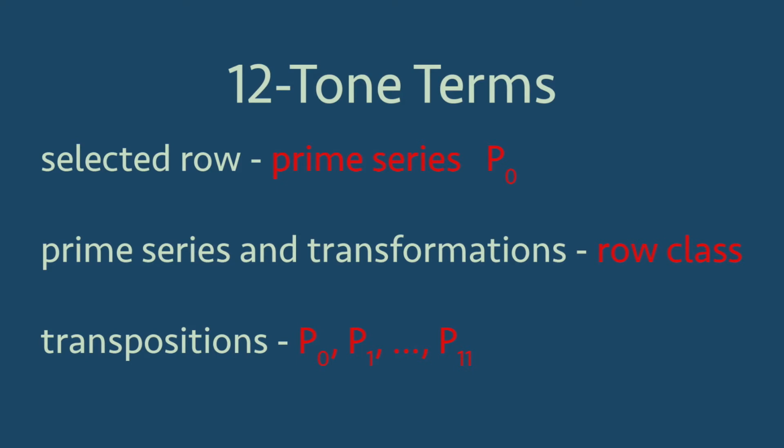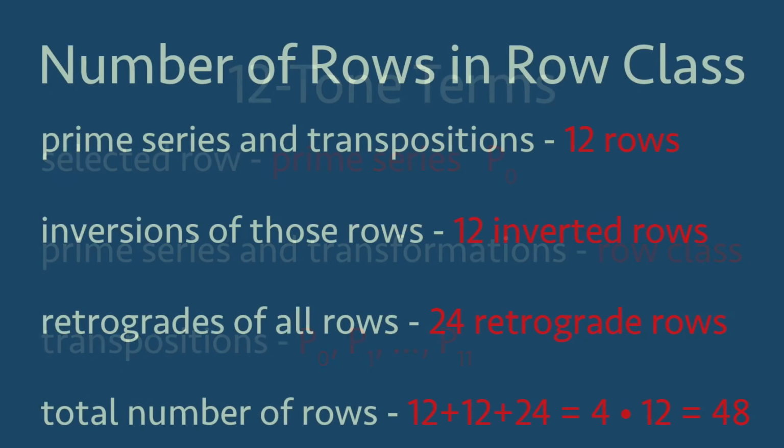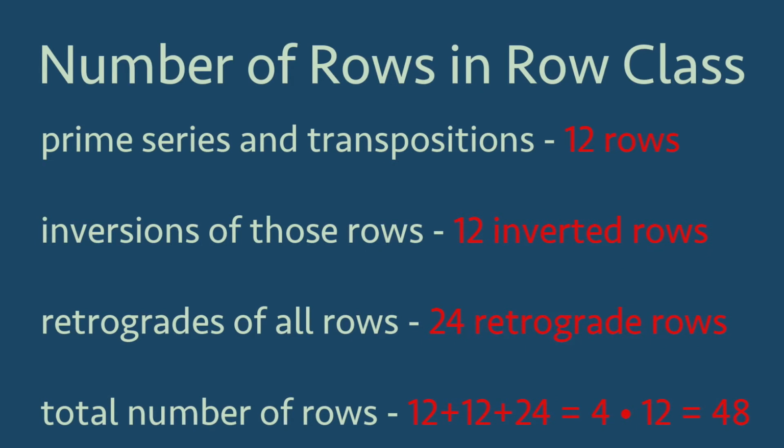The tone row that is selected as the foundation for the composition is called the prime series, denoted P sub 0. This prime series and its related transpositions and reflections make up a row class. Using transposition, the prime series can start on any of the 12 tones. These are denoted P0, P1 through P11 and are called the prime forms. Each of these can be inverted, and the prime forms and inversions can be played backward. This gives 4 times 12, or 48 rows that make up the row class. However, because of similarities that can occur through transpositions and reflections, this decreases the number of unique tone rows. Let's look at some examples.